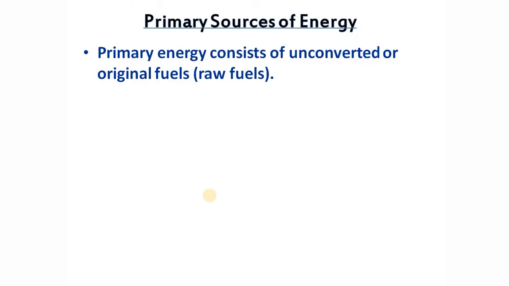Any source of energy which you directly get from nature is called a primary source of energy. For that matter, crude oil is a primary source of energy. It is unconverted, original. Once you convert the crude oil into petrol, diesel, gasoline, or whatsoever, you get what is called the secondary source of energy.